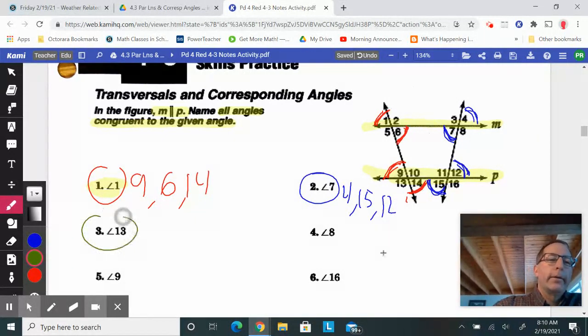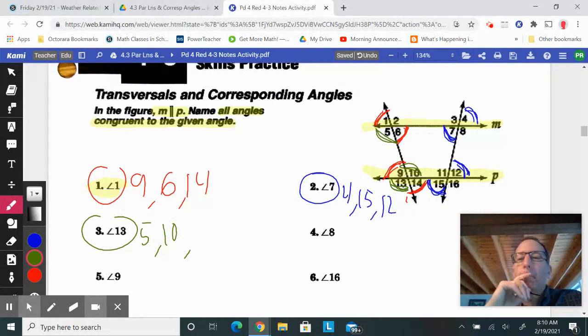Grab green. Number 3, angle 13, which is here. It corresponds to 5, so angle 13 and angle 5 will have the same measure. Angle 10 is vertical to 13, so 10 is going to have the same measure. And alternate exterior, angle 2 will also have the same measure.